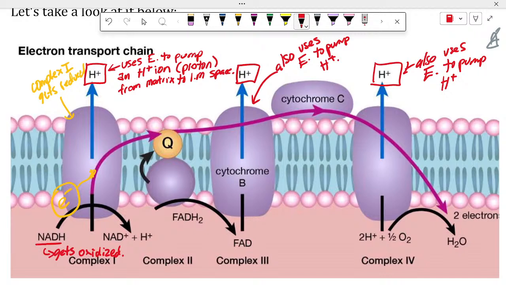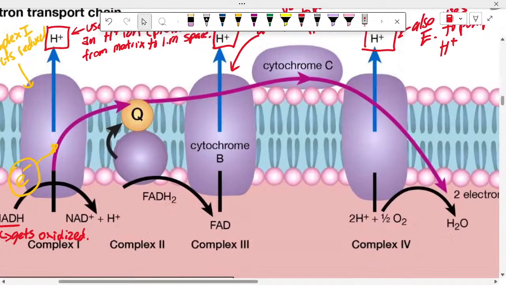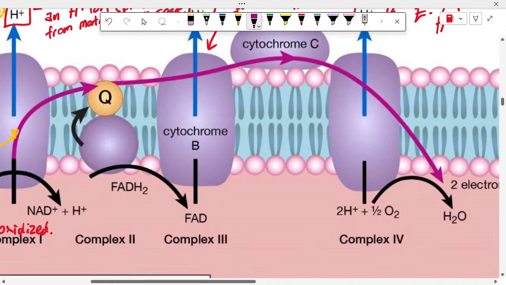Don't worry, we'll get there. And then complex 3 is also an H plus pump. And again, that's why it has to be this transmembrane protein, right? It has to transition across the membrane because it has to bind to an H plus here and shove it out the other side. And then it gives it to cytochrome C, which binds to complex 4. And complex 4 also shoves an H plus, but complex 4 does another thing. It also catalyzes another reaction, which is what?